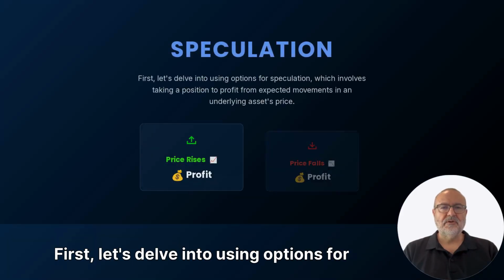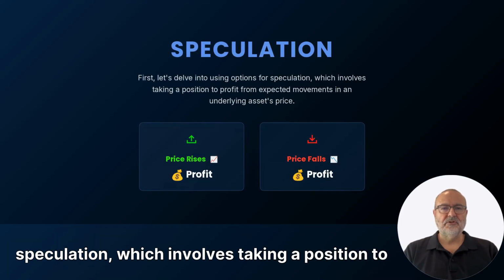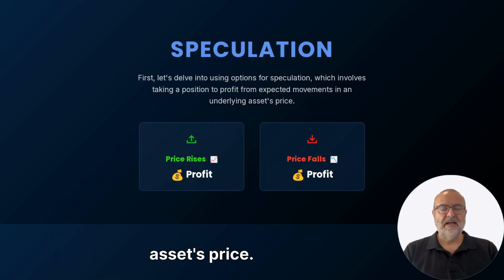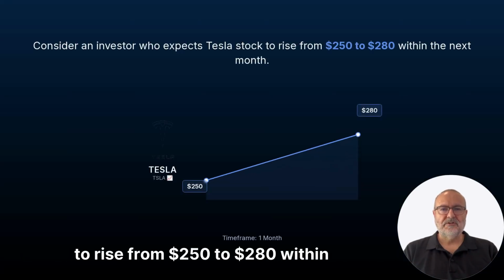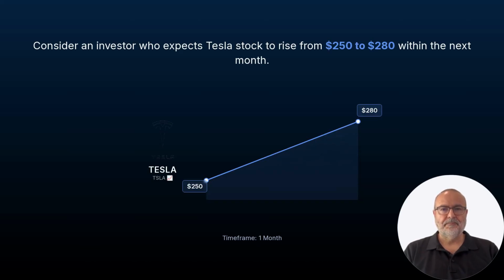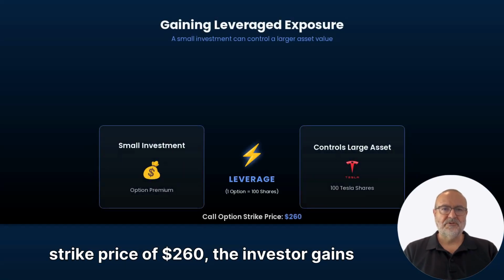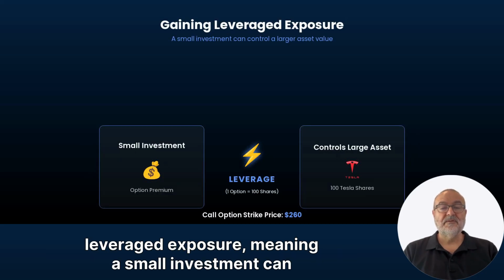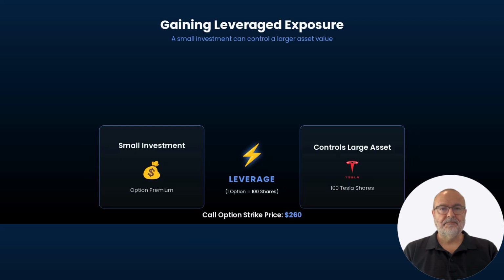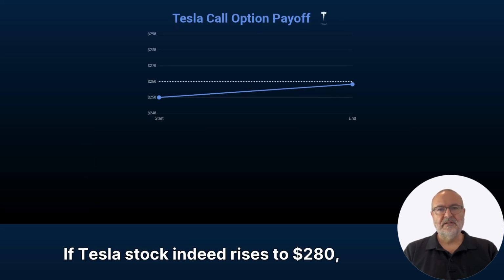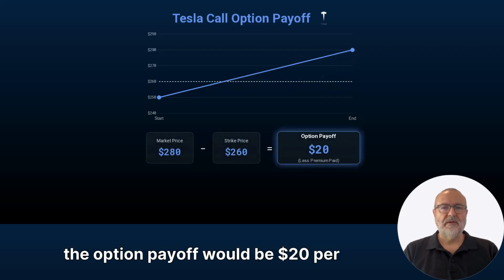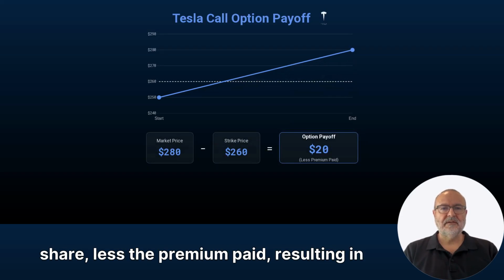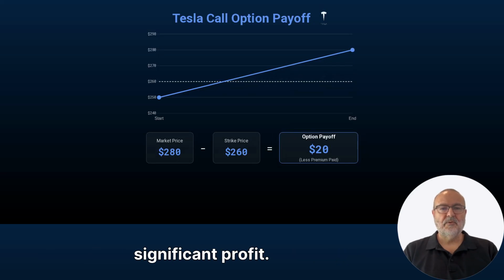First, let's delve into using options for speculation, which involves taking a position to profit from expected movements in an underlying asset's price. Consider an investor who expects Tesla stock to rise from $250 to $280 within the next month. By buying a call option with a strike price of $260, the investor gains leveraged exposure, meaning a small investment can control a larger asset value. If Tesla stock indeed rises to $280, the option payoff would be $20 per share, less the premium paid, resulting in significant profit.